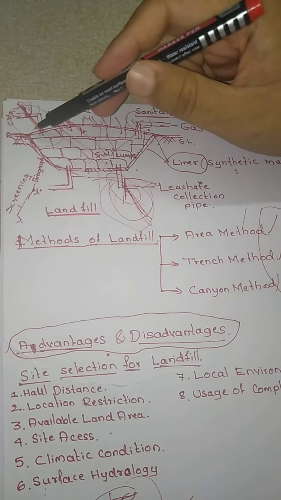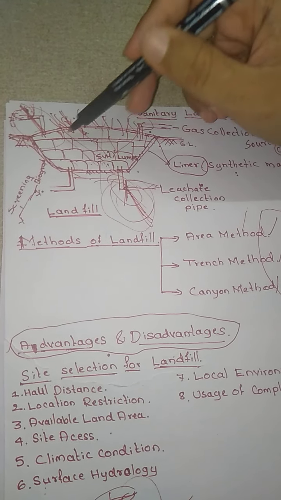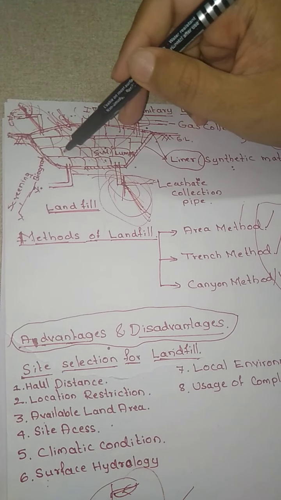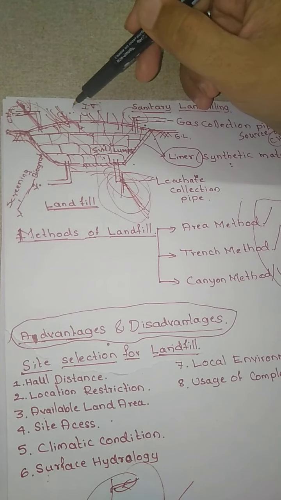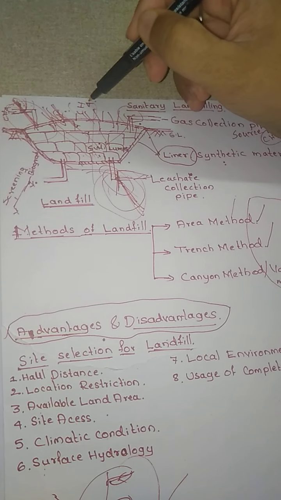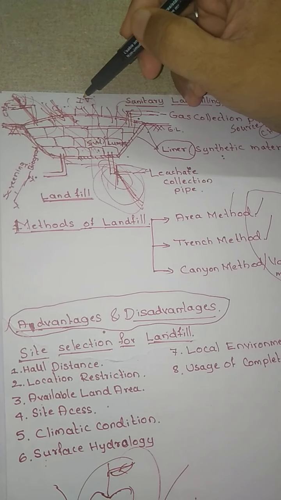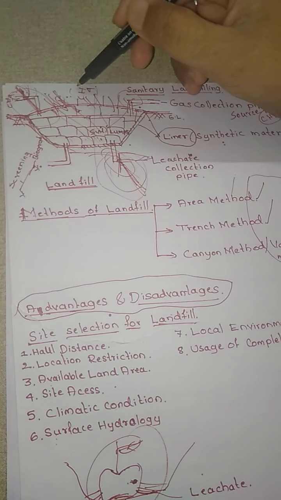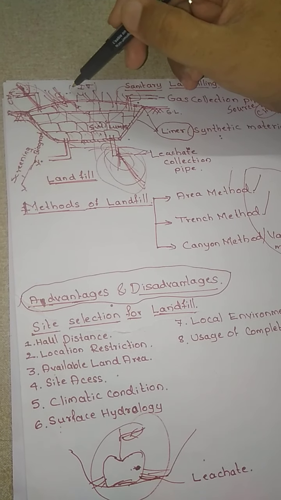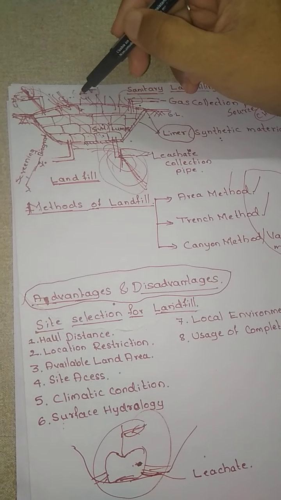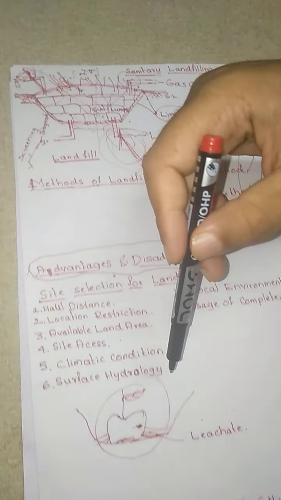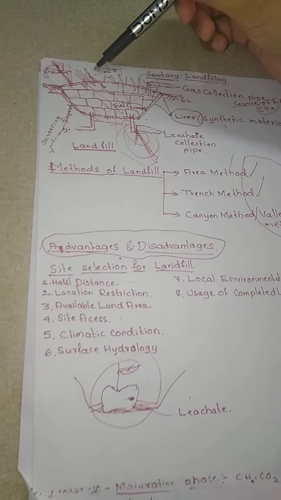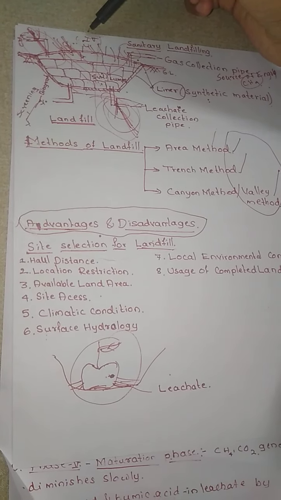Now when we have covered it with the liner, we are going to generate gases out of it. What kind of gases? We get methane and CO2. This methane and CO2 can be utilized as a source of energy. So in today's class, we are going to discuss this leachate and the landfill gases.